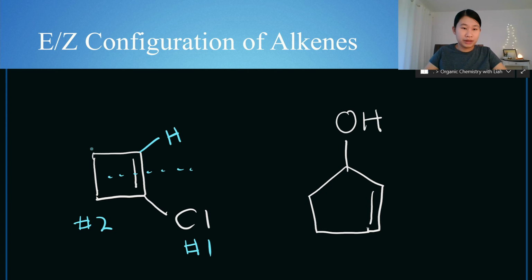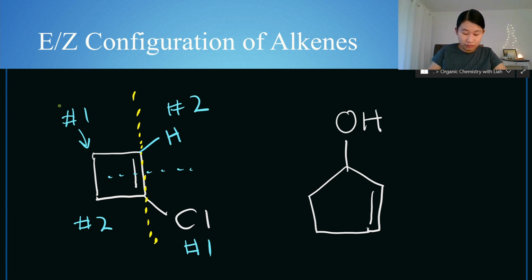Next, we're going to compare a carbon here with a hydrogen. Carbon wins, so this will be priority number 1. Hydrogen will be priority number 2. Next, we're going to draw a yellow line that's parallel to the double bond, and we're going to go ahead and circle our priority number 1s.